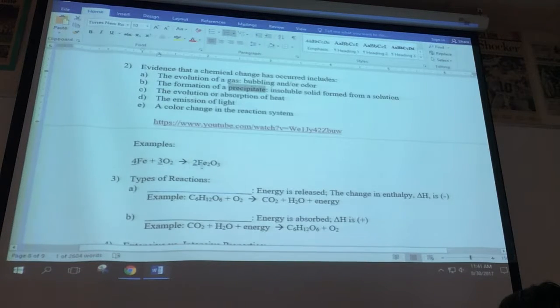An example of a chemical reaction is shown here. Iron and oxygen would be reactants, and iron 3 oxide would be products. So this is rust, and you'll learn how to name these this year.